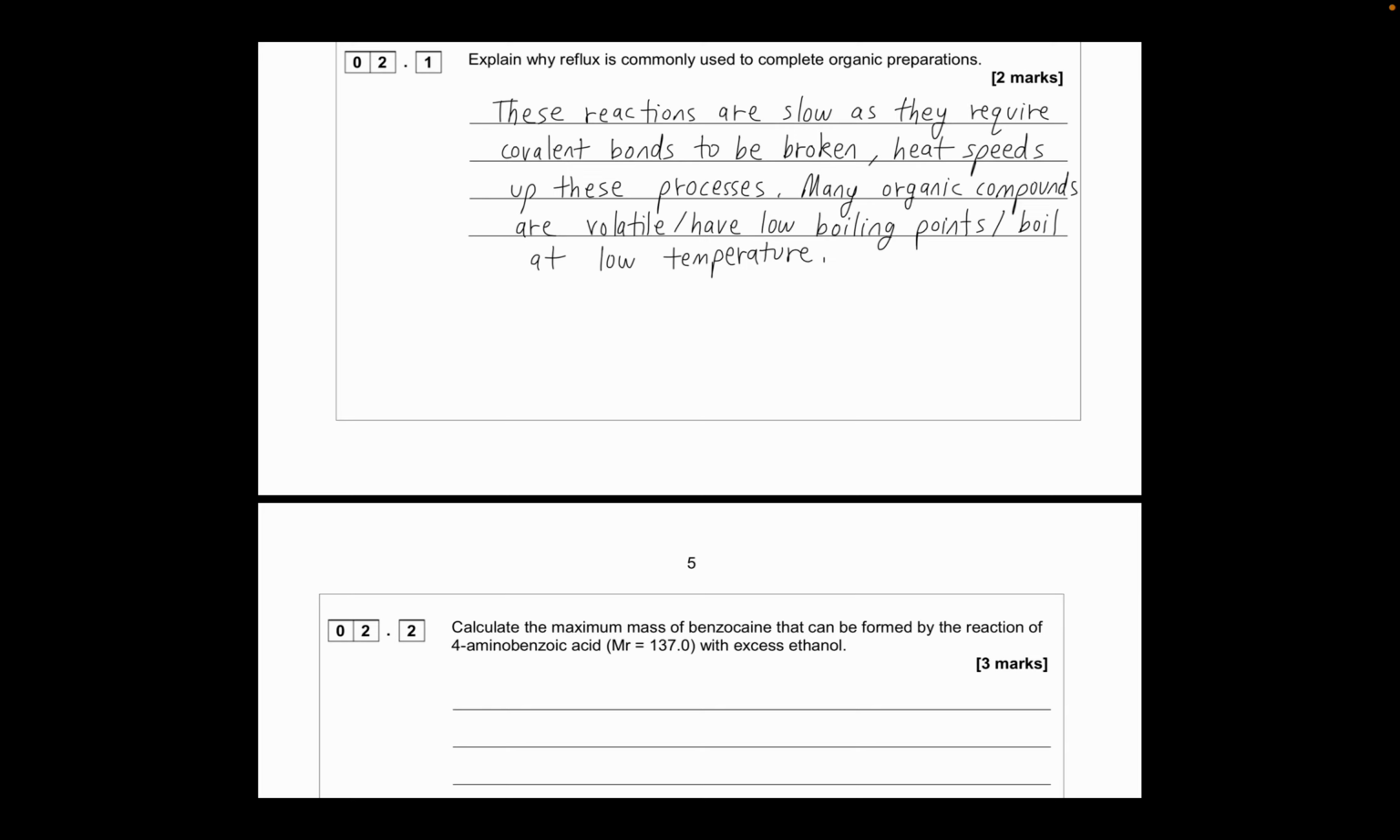You can also mention that reflux allows vapors of volatile organic compounds to return to the reaction mixture.